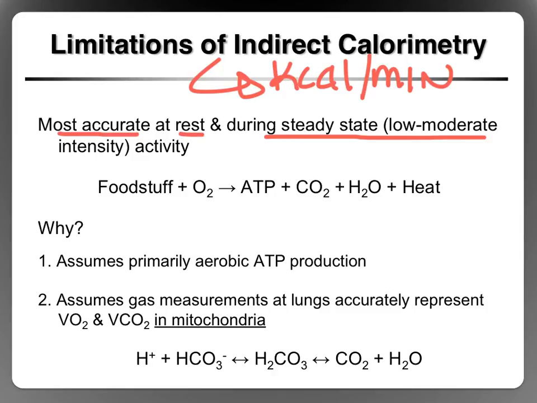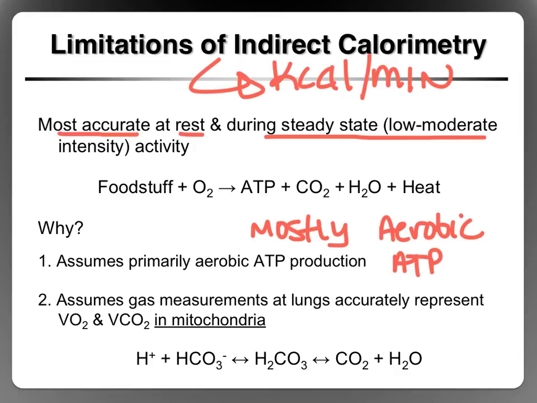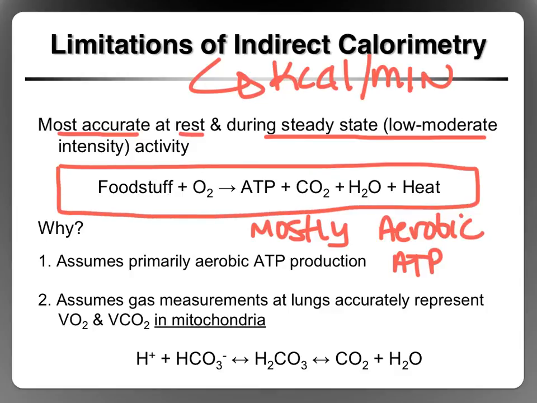We haven't talked yet about what steady state is, but steady state exercise, because with rest and low to moderate exercise, most of your ATP production is aerobic, or oxidative. And so this here is a really good representation of what's going on. Okay? We're putting in some glucose and fat. We're putting in some oxygen. We're producing ATP, CO2, water, and heat.